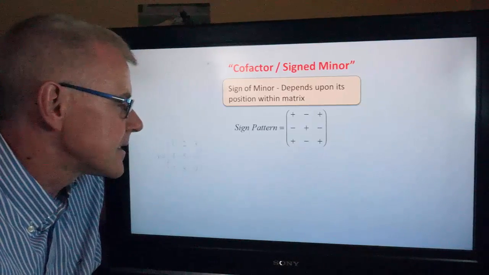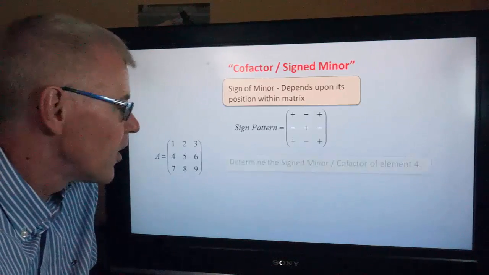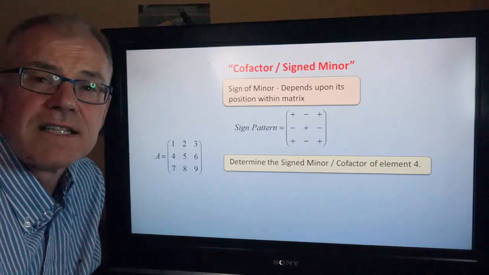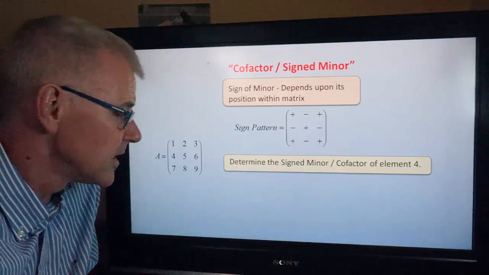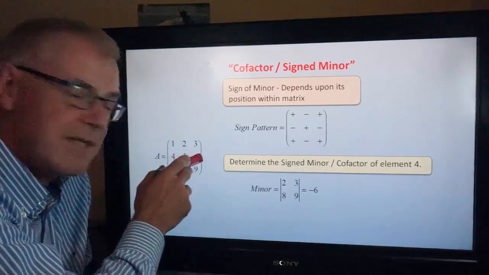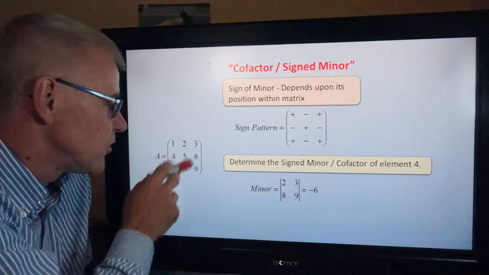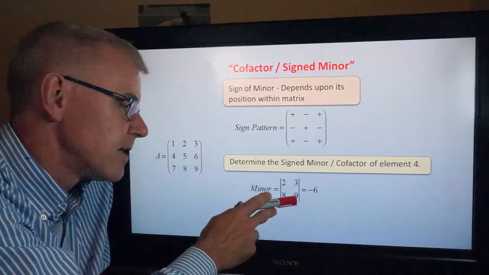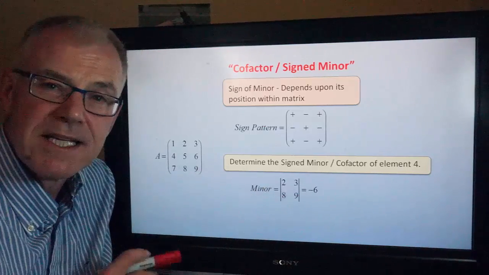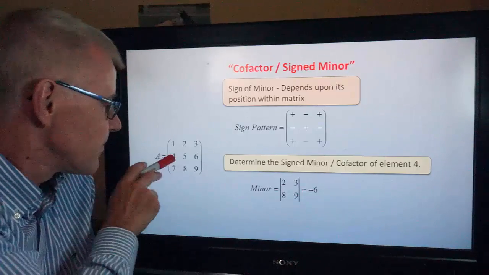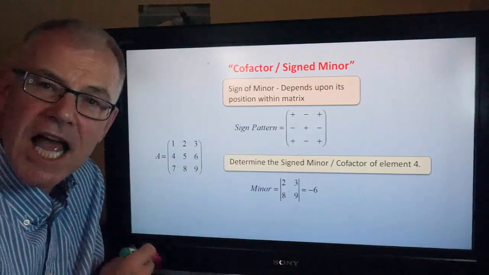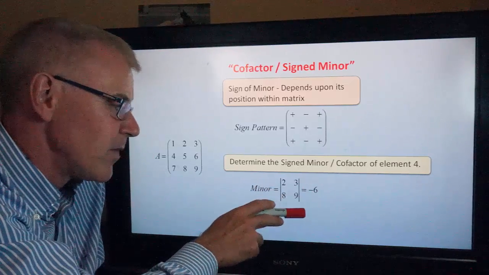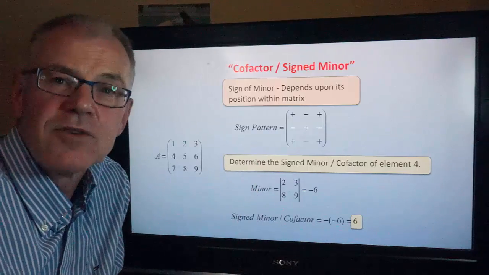So let's say we were asked to calculate the signed minor, or the cofactor, of the element 4. So first of all, we just get the determinant of the element 4 as normal. So we get this by covering the row and the column containing 4. So we're left with 2, 3, 8, 9. And the determinant of this matrix is 2 times 9, 18 minus 24, which is minus 6. So we now look at its position. Its position is here, which is minus. So we multiply the determinant, or the minor, by minus 1, and we get the signed minor, or the cofactor, which is plus 6.